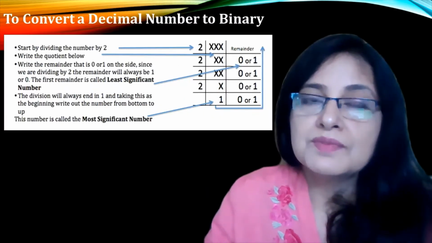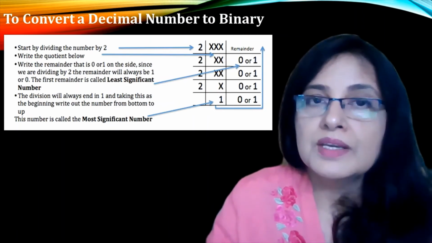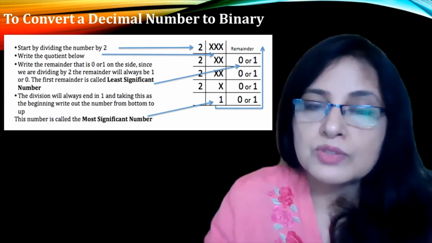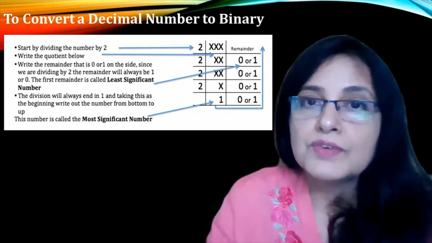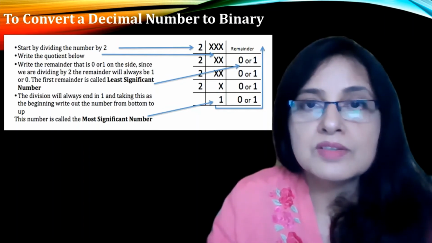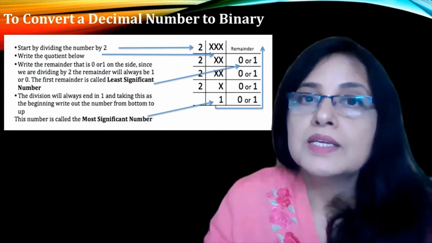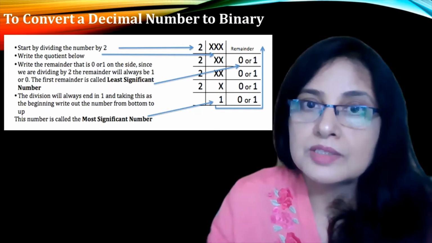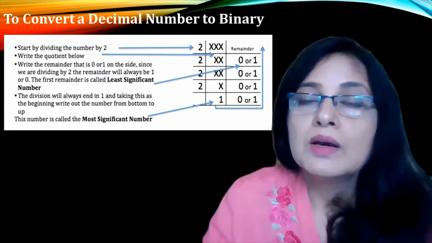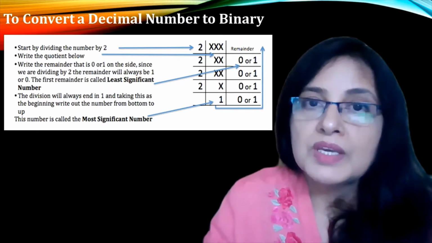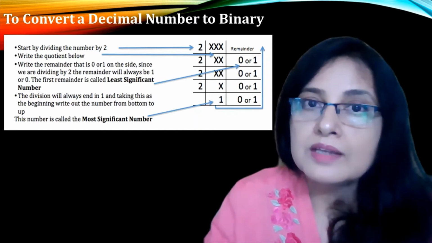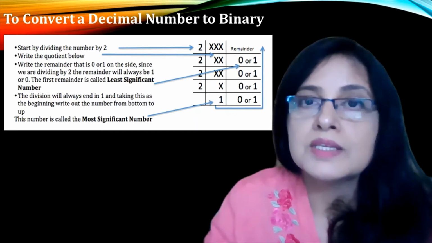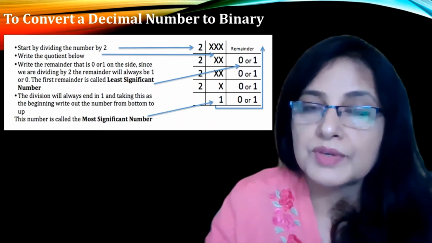We start with converting a decimal number to binary. We divide the number by 2, write the quotient below and the remainder on the side. The first remainder, which is either a 0 or a 1 in any case, is the least significant digit or bit. As we go on dividing, we keep getting a quotient till we reach 1. The last remainder, that is 1, is going to be our most significant digit.